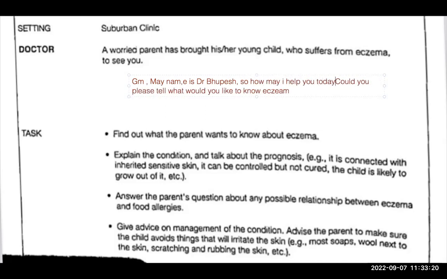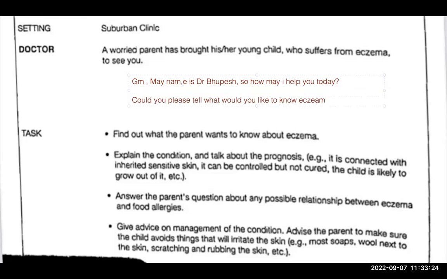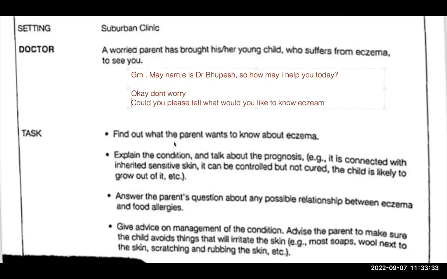So the patient will say, doctor, I'm having this and this thing. And my son is having this. Okay, don't worry. So first of all, I would like to know, what do you know about eczema? Then you can explain the condition and talk about the prognosis.